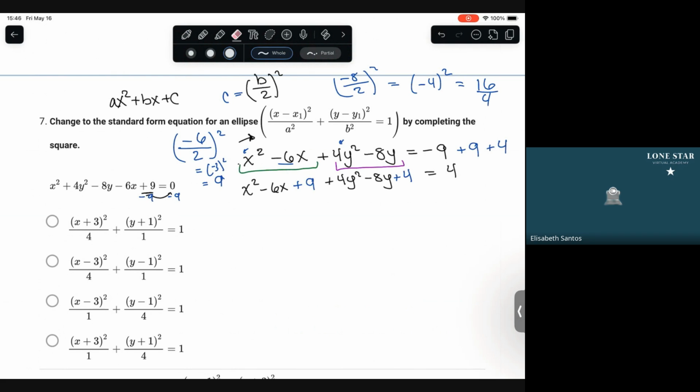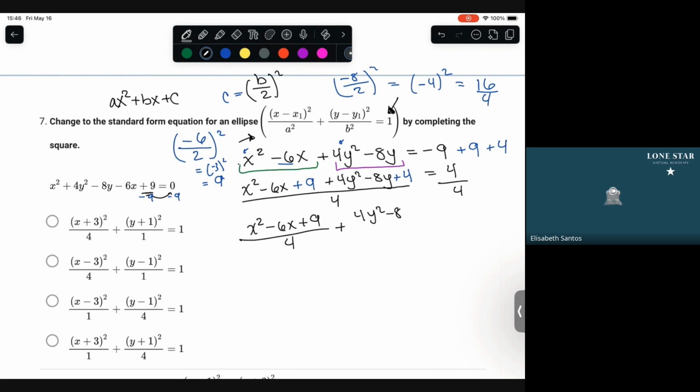If you notice in the equation here, that's a 1 after the equal sign. So what do I need to divide 4 by to get 1? I need to divide it by 4. And we're going to go ahead and split this. So it's x squared minus 6x plus 9 over 4 plus 4y squared minus 8y plus 4 over 4 equals 1. Okay, so we're getting closer.